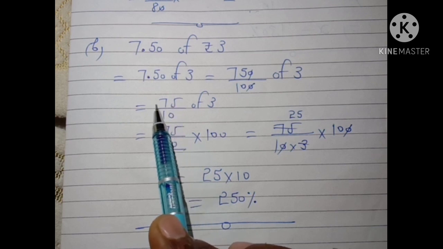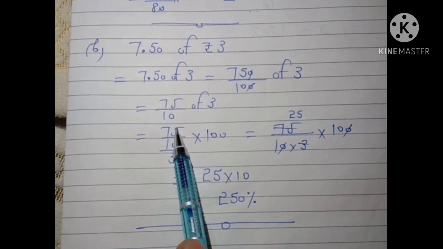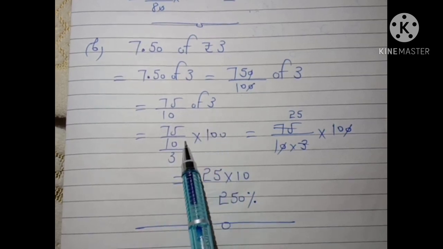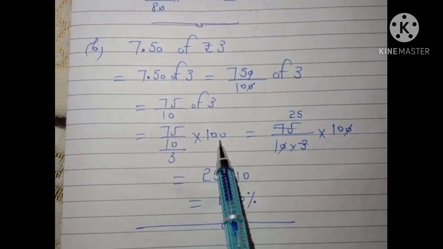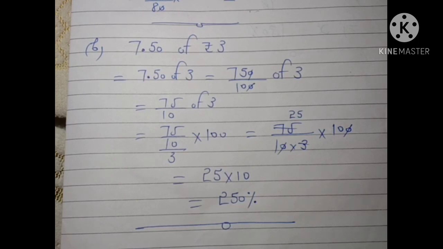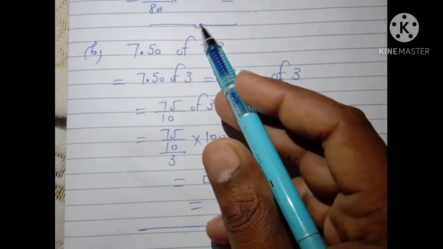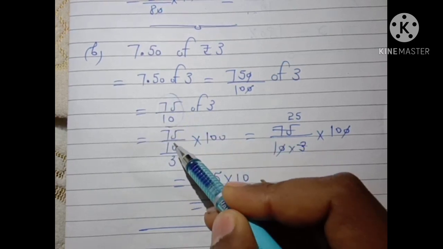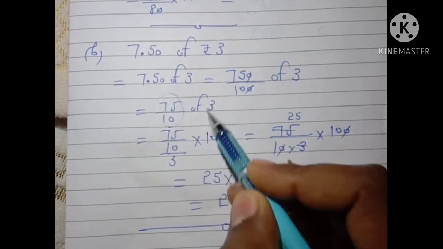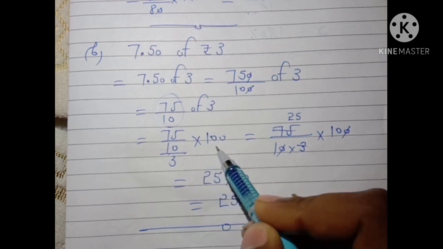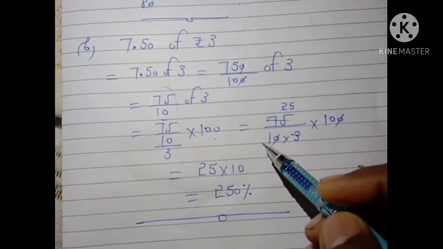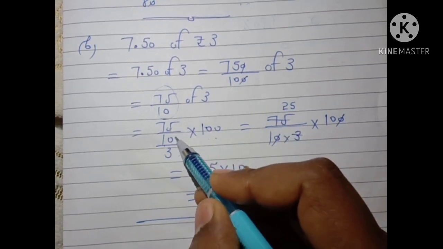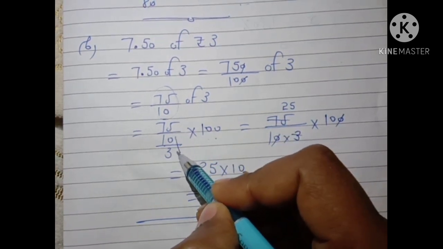Again we have to find out what percent this 75 over 10 of 3 means. 75 over 10 is divided by this 3 and then multiplied by 100. Now you can see, in the first sum I had already explained to you, we have to write down this 75 over 10 in the numerator and then this 3 in the denominator, and then you have to multiply it with 100. And now you can see from here, write down this 75 as it is, and then this 10 you have to take in the denominator.